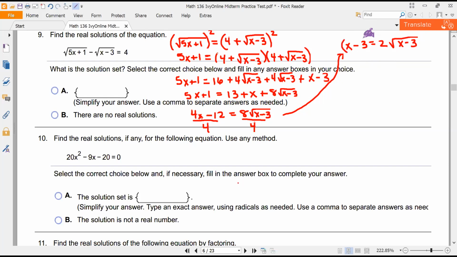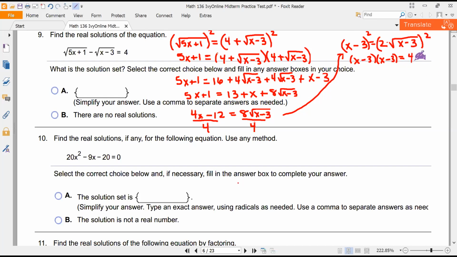Now we're going to square both sides to get rid of this last radical, taking care that we are squaring a multiplication combo on the right side. So this is x minus 3, because it's a binomial times another x minus 3. We do have to do both of those.